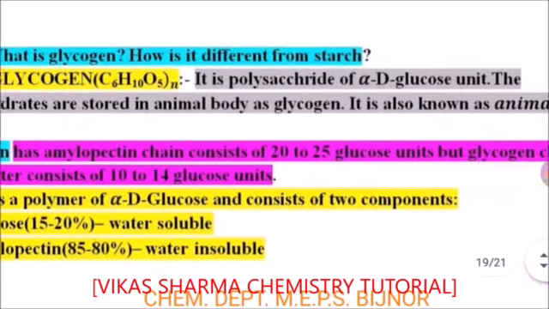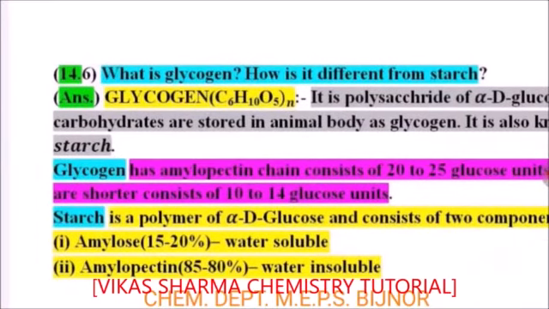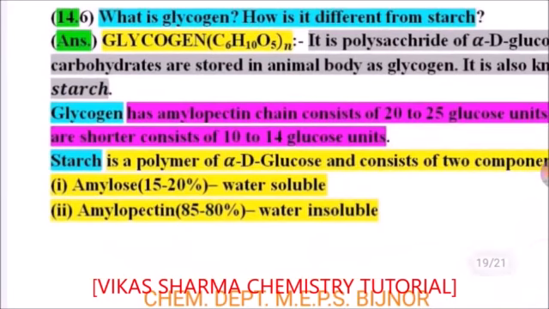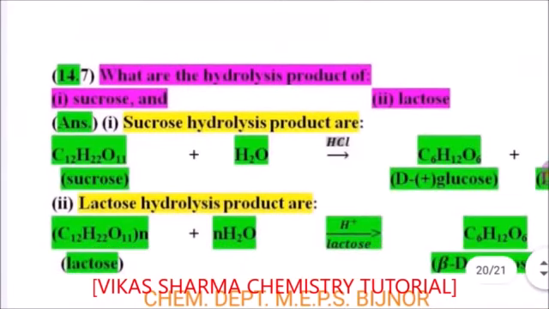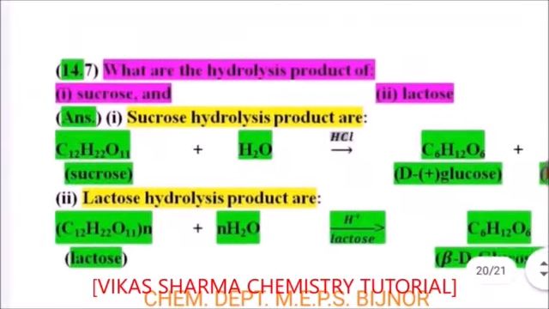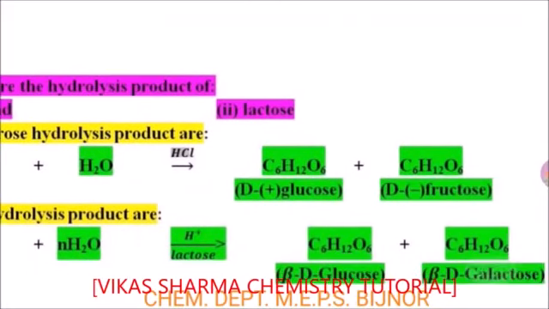Starch is a polymer of alpha D glucose and consists of two components, amylose and amylopectin. Glycogen is stored in the animal body, but starch is stored in the plant body. The next question is, what are the hydrolysis products of sucrose? Sucrose gives D positive glucose and D negative fructose, and lactose on hydrolysis gives beta D glucose and beta D galactose.